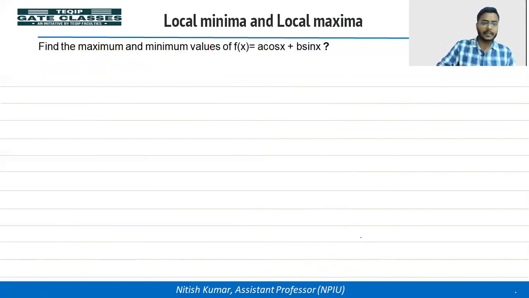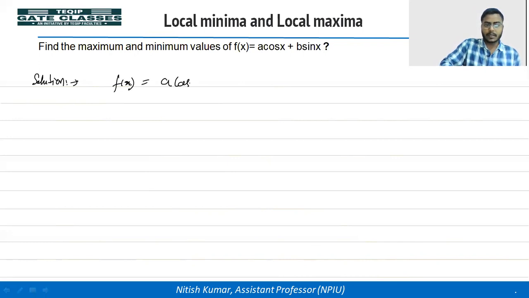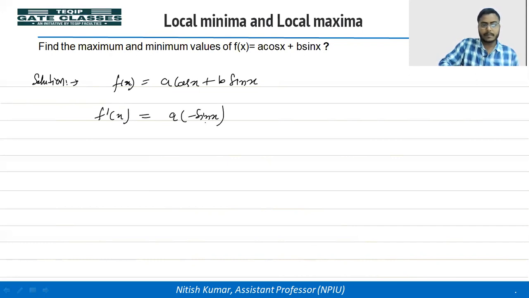Next question we have: find the maximum and minimum value of f(x) = a cos x + b sin x. So the function we have is a cos x plus b sin x. First calculate the stationary point. Differentiate f(x) with respect to x: the differentiation of cos x is minus sin x, so minus a sin x plus b cos x equal to 0.